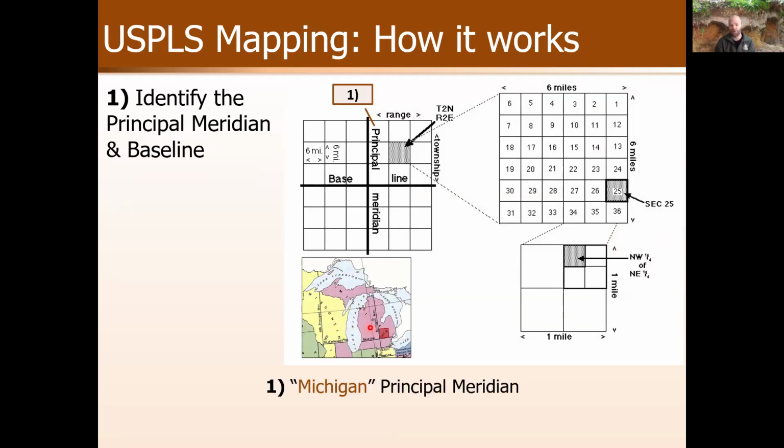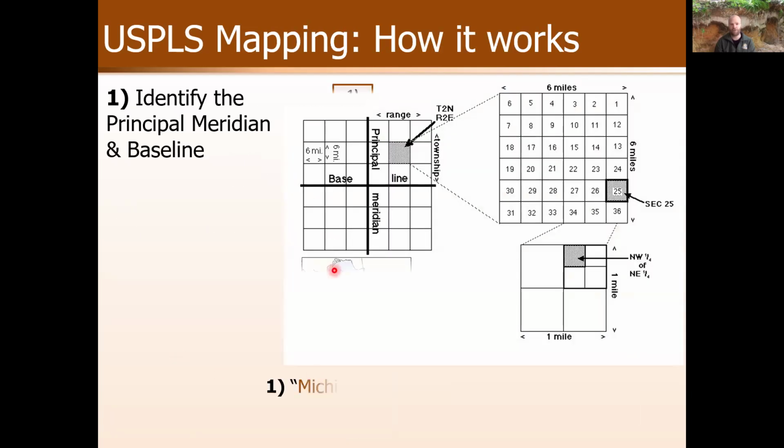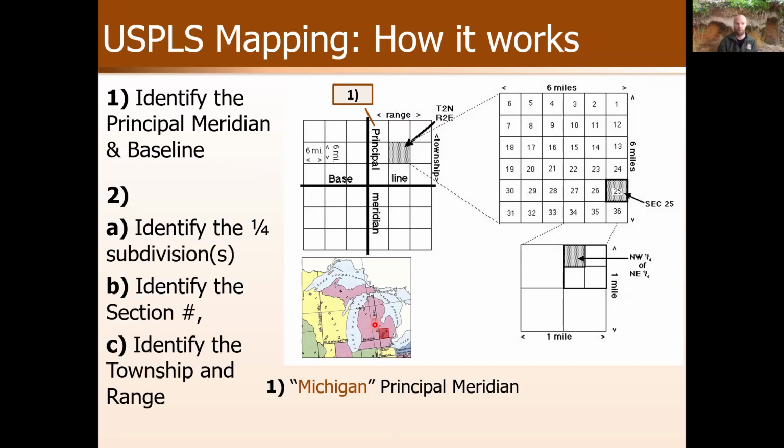And so what they did across the US is they have a series of different principal meridians. I'm going to go back, and you can see here's one principal meridian, here's another one, here's another one, here's another one. There's several or more dozens of principal meridians. So your first step is to determine which principal meridian your land has been referenced to. And so here, this is the Michigan meridian. If you zoom in right here, it says Michigan meridian. And so our first step is to determine the principal meridian.